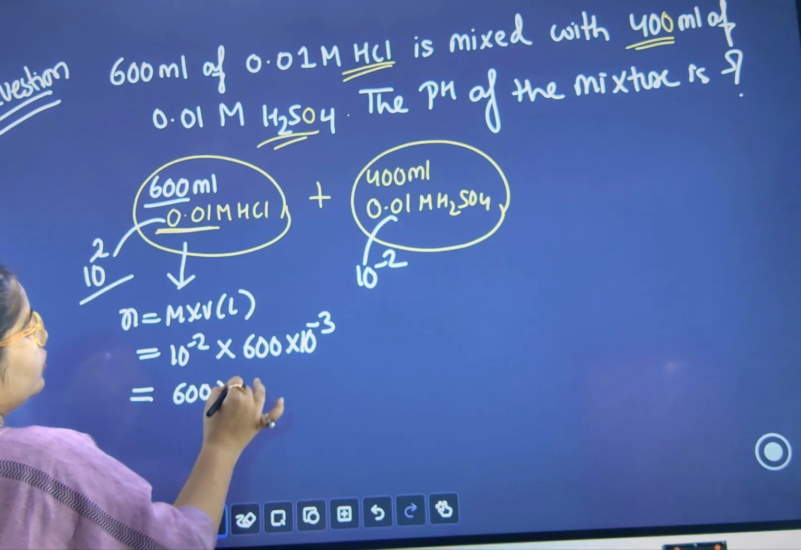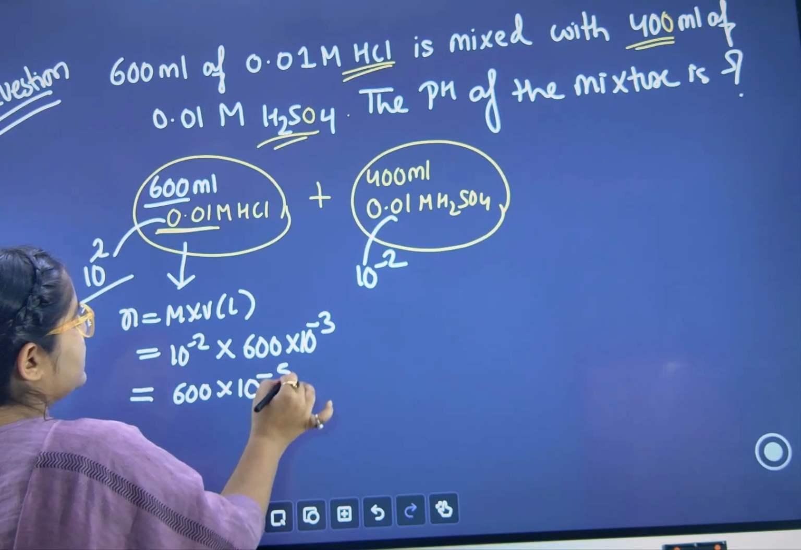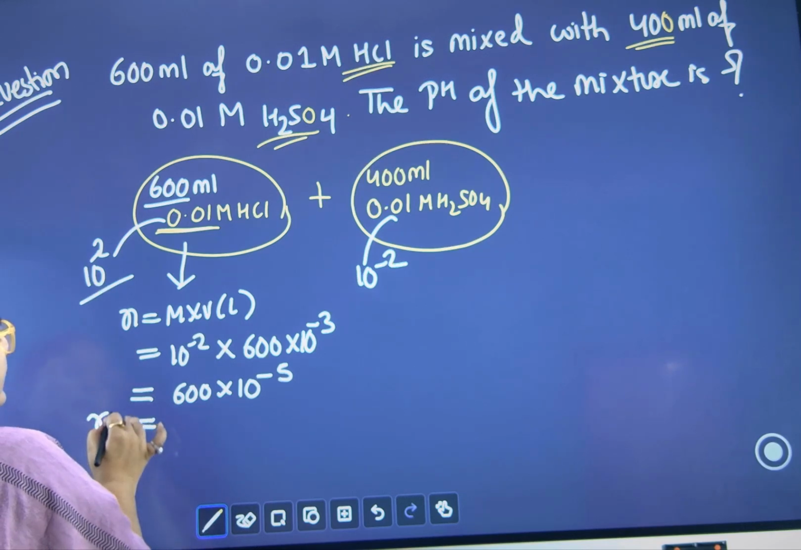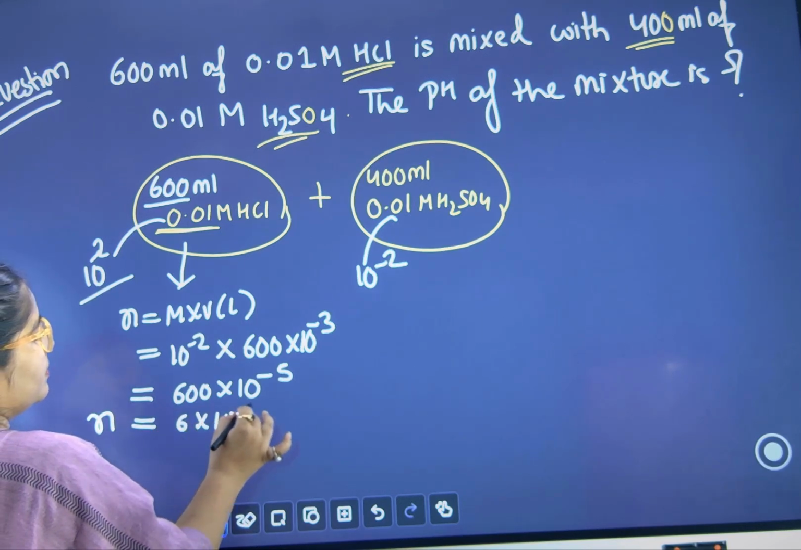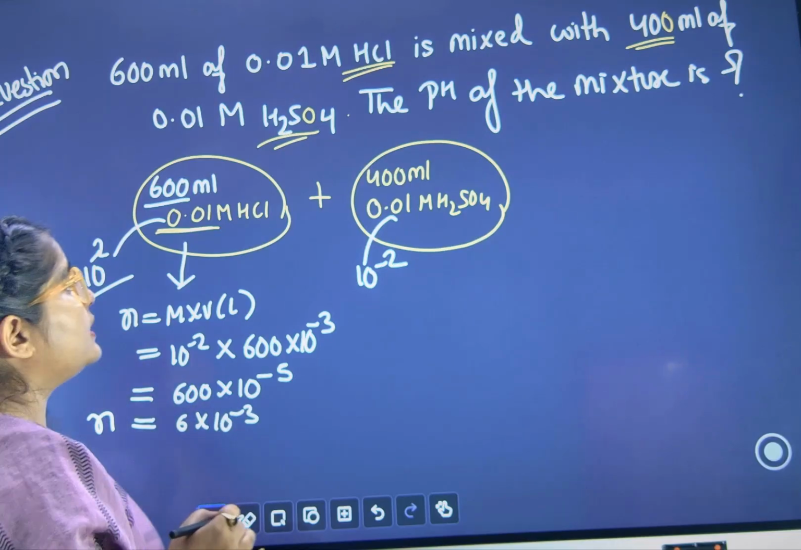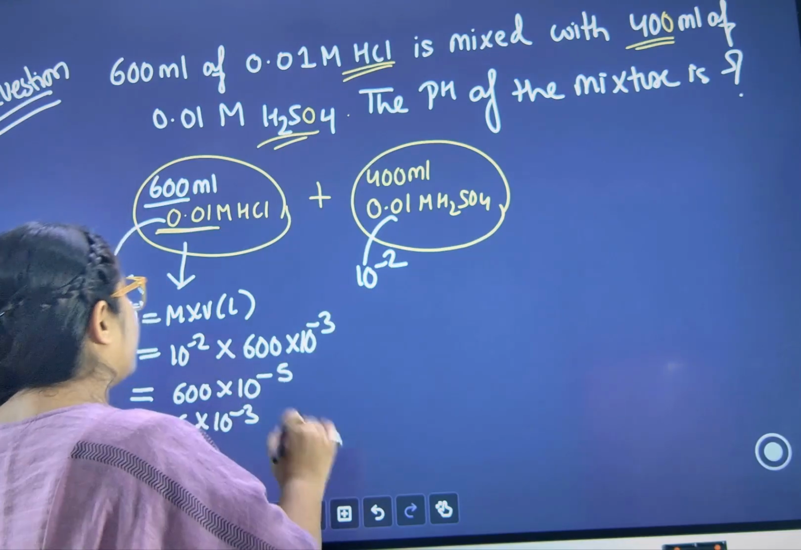600 into 10 to the power minus 5. So from here I can say mole will be equal to 6 into 10 to the power minus 3. Okay. Now let us find out mole from here. You try by your own.